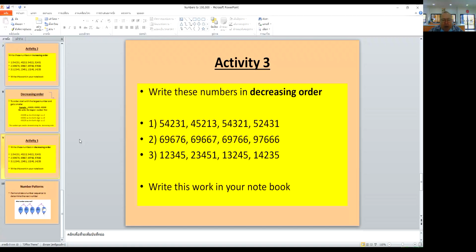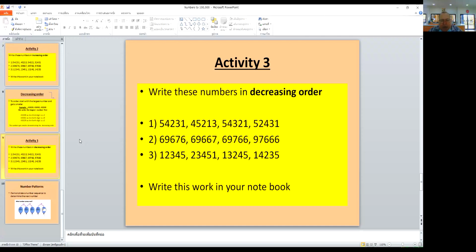54,231, 45,213, 54,321, and 52,431. So you're going from the biggest number to the smallest number.